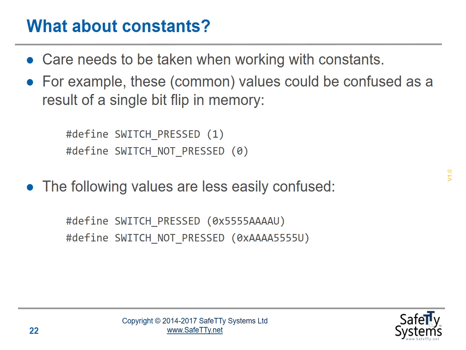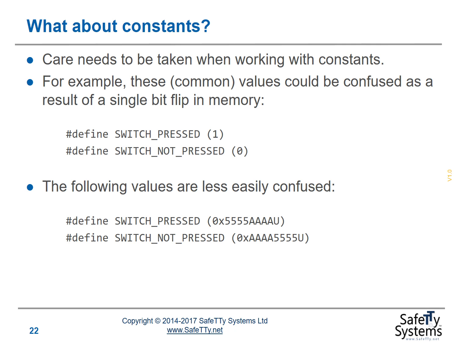Next question we have to think about are constants. Quite often people use code like this, and I've used code like this myself. Switch pressed we're going to define as a constant of 1, switch not pressed we're going to define as a constant of 0. But if we assign these values to a variable and we have a single bit flip in memory, it's possible that switch pressed and switch not pressed could be confused.